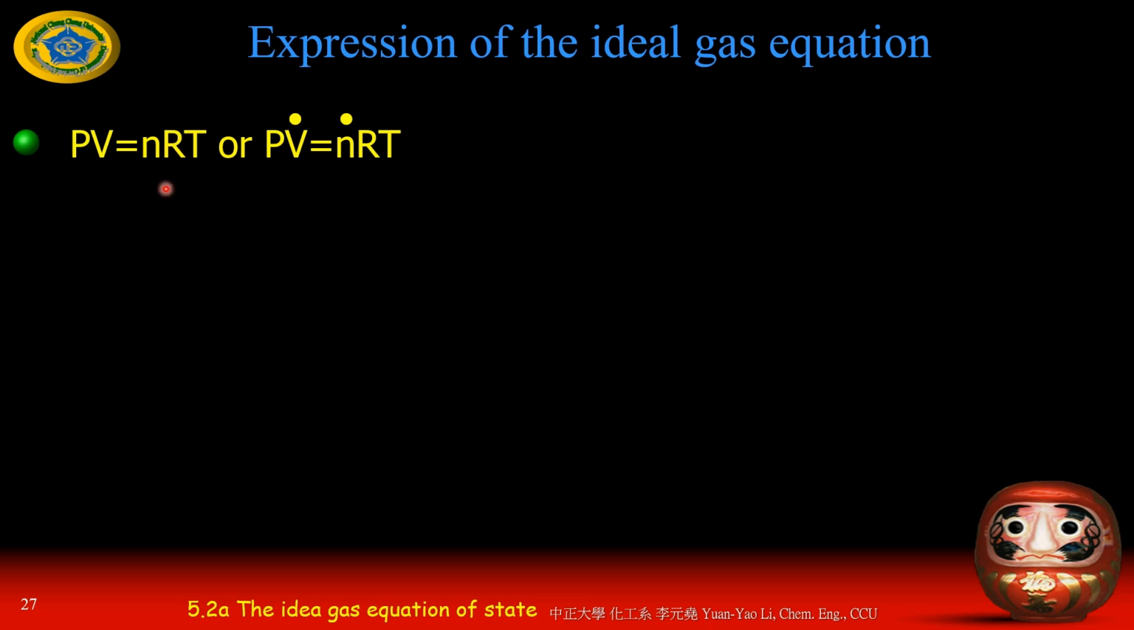So this is PV equal to nRT. But if we use V-dot divided by T in this case and n-dot divided by T in this case, we can use this instead: P V-dot equal to n-dot RT. What does that mean? V-dot means volumetric flow rate, right? n-dot means molar flow rate. So when we talk about this, we are talking about a process.